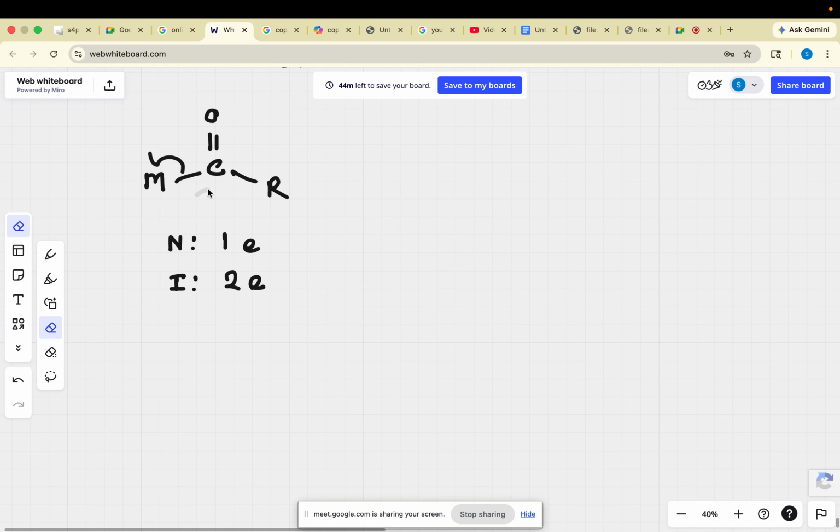Ionic method means this bond will fully break. When the bond fully breaks, the carbon is getting negative charge and the metal is getting positive charge, so you will get two electrons. And what about the formal charge? Formal charge will be minus 1.